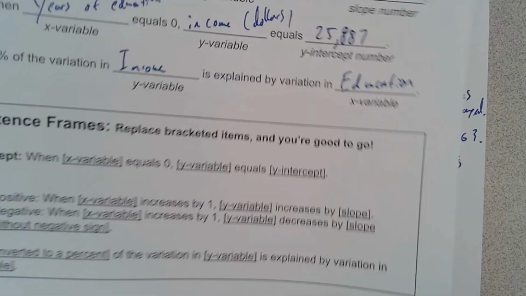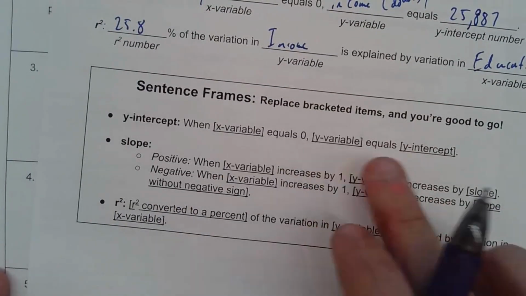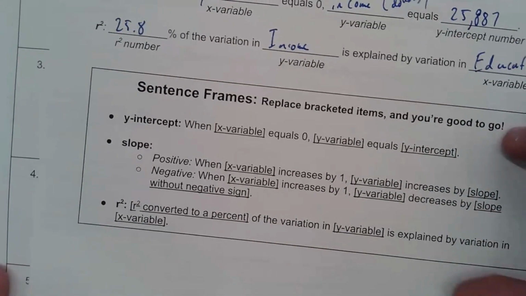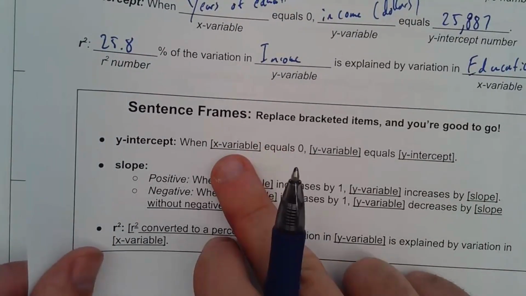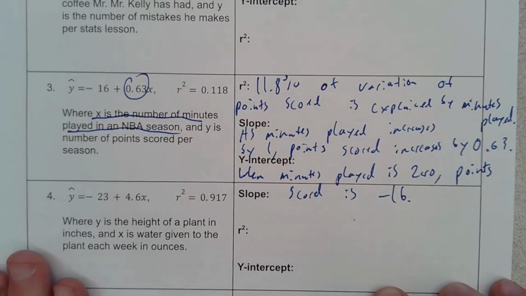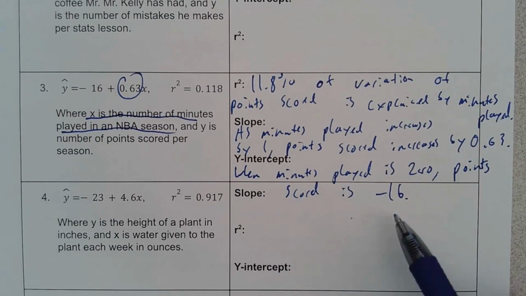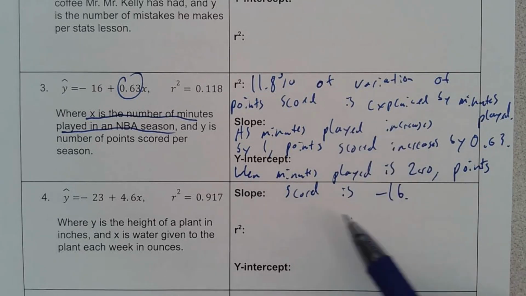So all you're doing is using these sentence frames and then replacing the x variable, y variable, slope, and so on. As long as you have these in your notes, make sure these are in your toolkit so you can use them. You will be fine. Just understand that you need to identify what these are and be able to identify slope and y-intercept from the question. Sometimes, in this case, when minutes played is 0, points scored is -16. This doesn't make any sense because you cannot have negative points, right? So also be able to understand it in the context of the question. Okay. All right, we're gonna keep going.